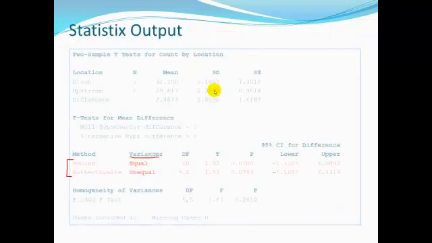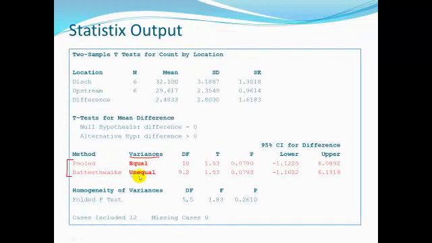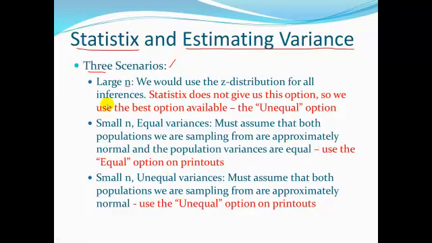Again, I'm going to flip ahead. If we have large n's, we're going to use the unequal option. Now, on your projects this semester, I gave you small n's. One n is bigger than 30, one n is less than 30, but you're going to be working with small samples. And so the option that statistics doesn't give us doesn't apply to you on your projects. This is not going to be what you're going to be working with on your projects. If you did have large n's, you would use the unequal row.